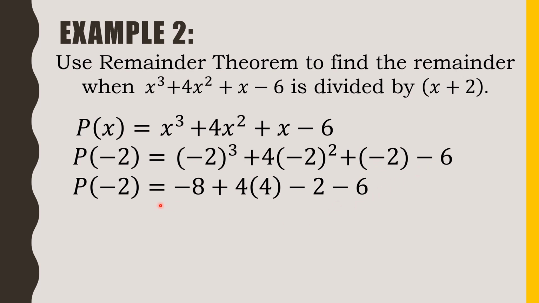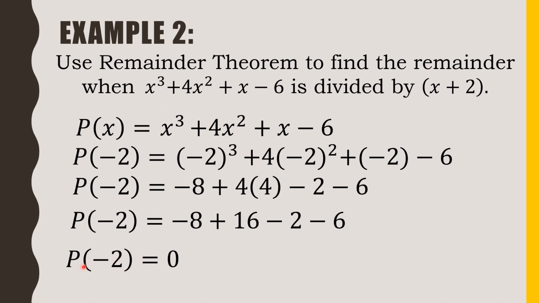and negative 6. Here, we need to multiply 4 times 4, so we have 16. Performing the indicated operations, we have negative 8 plus 16 minus 2 minus 6. So the answer, p of negative 2, is equal to 0. It means the remainder is equal to 0.